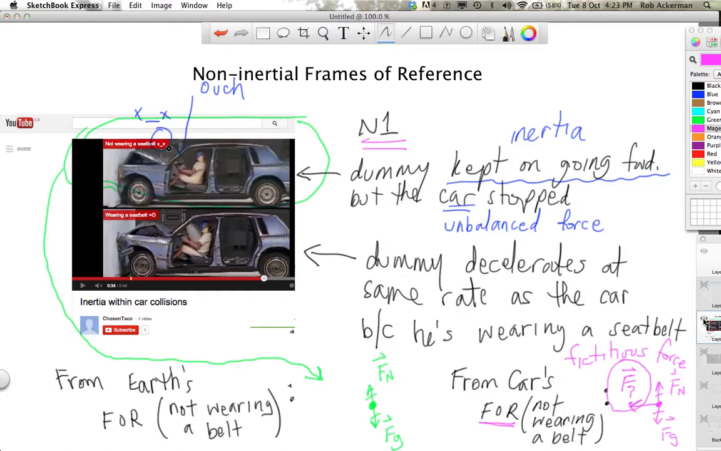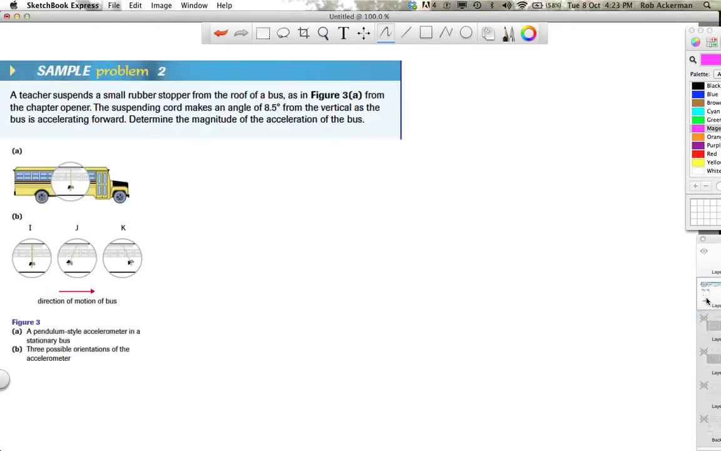But what I'm going to do is move on now, and we're actually going to use this idea. We're going to wrap up by solving a problem, or at least getting you started toward a solution. This is sample problem 2 in the section, in which they say, a teacher suspends a small rubber stopper from the roof of a bus. I don't know, I guess some teachers do this in their spare time. It says, as in figure 3a from the chapter opener. So the chapter opener, if you're following in your book, just means the very beginning of chapter 2.